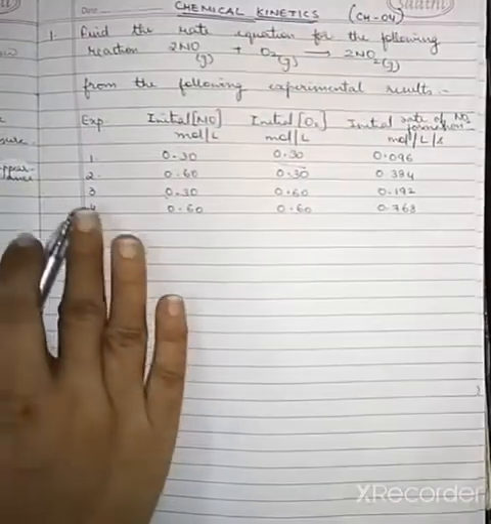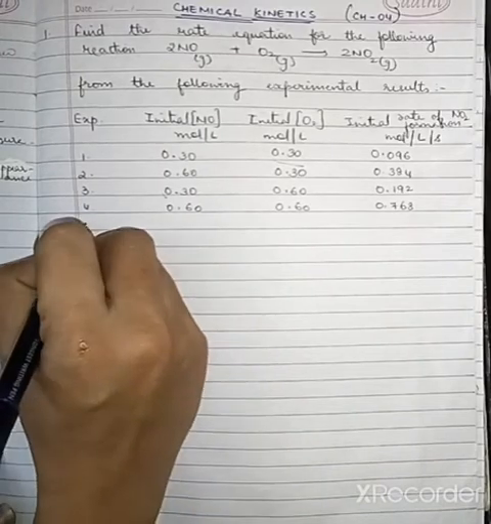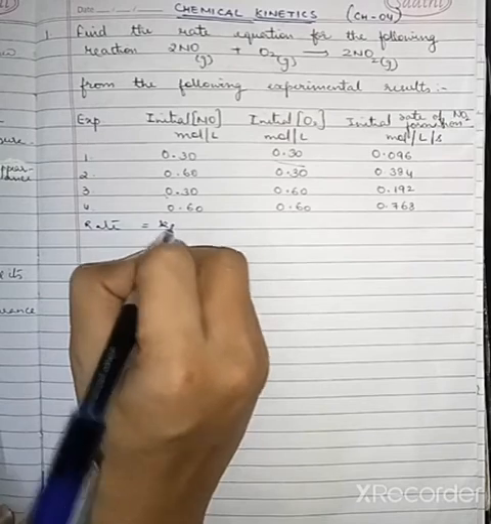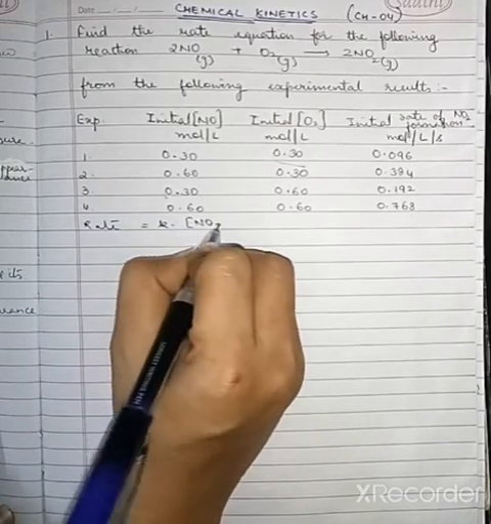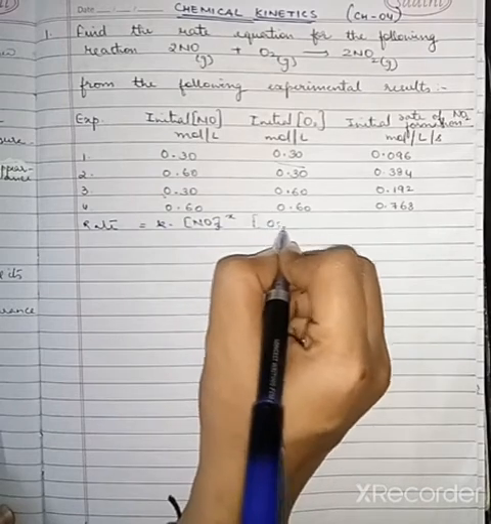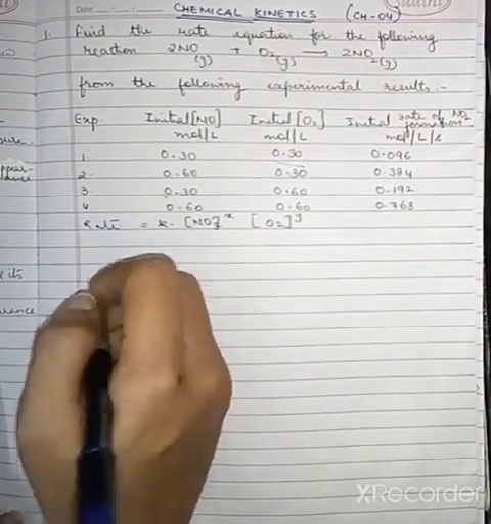सो वी हैव 4 एक्सपेरिमेंट्स डन. सो रेट एक्सप्रेशन जनरल में हम लिख सकते हैं एज रेट इज इक्वल टू अ रेट कांस्टेंट इनटू कंसंट्रेशन ऑफ NO to the power x and O2 to the power y. We don't know x and y. We will find the values of x and y.